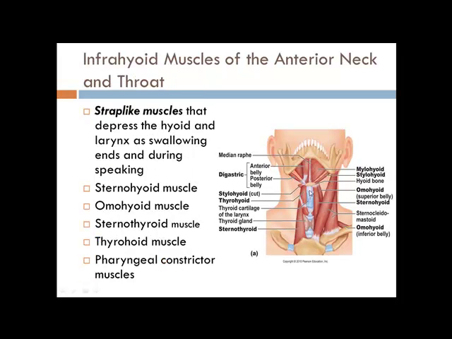Our infrahyoid muscles will be the strap muscles. So the strap muscles are going to include the sternohyoid, this guy right here, the omohyoid, which is this guy right here, the sternothyroid, which will be the inferior portion of this muscle belly, right? The thyrohyoid, which will be here. And then our pharyngeal constrictors. I don't think we have our pharyngeal constrictors on this picture.